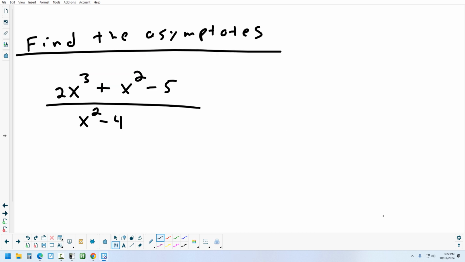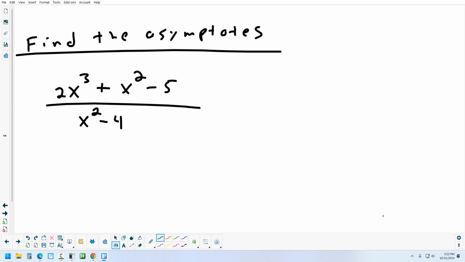Okay, so this one they're asking us to find the asymptotes. They don't even tell us what kind. You got to know which ones you're looking for. The degree in the top is bigger than the bottom. That means you will not have what kind of asymptote? When the degree in the top is bigger, this can't happen. Yep, horizontal. You will not get a horizontal. The only way you get a horizontal is if the degrees are the same or the bottom is bigger.